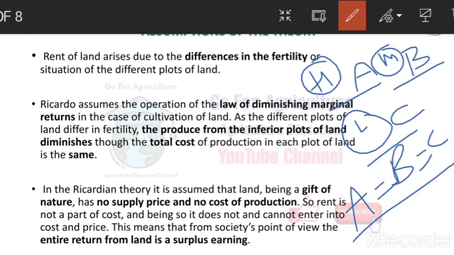Means rent is not only the source of money. It's not a single source. We have many sources of money. जैसे हम जॉब कर सकते हैं या हम we can make a business, कुछ भी. Even though we have many sources of income also, we are getting an extra income from rent. So this is what the third point basically says. So it is the entire return from land, means rent is a surplus earning, means we are additionally earning it.